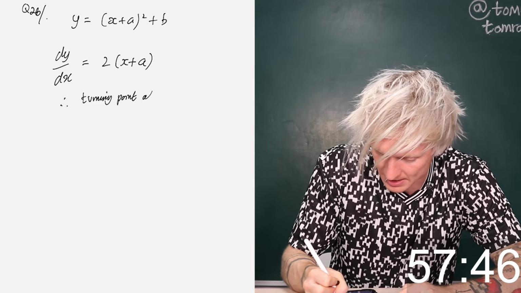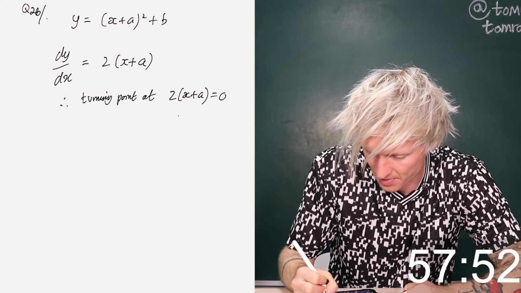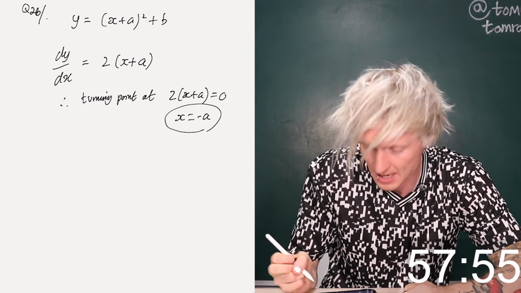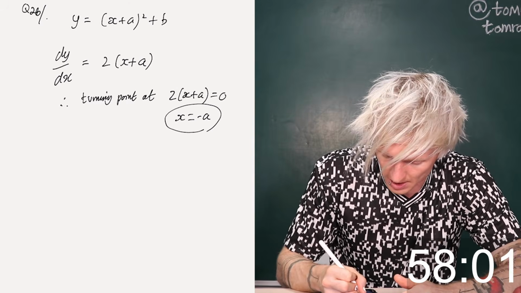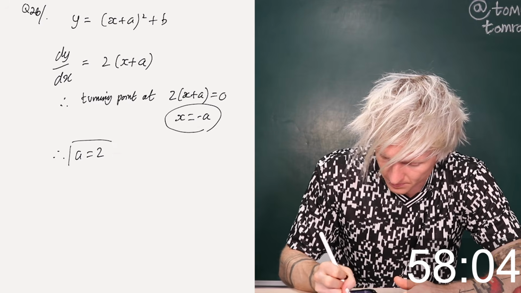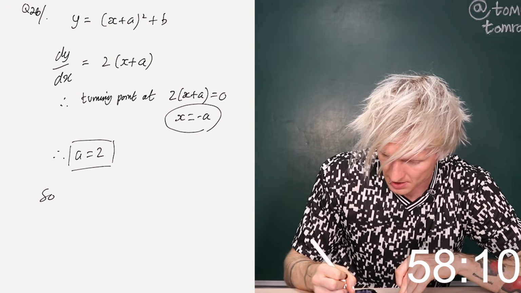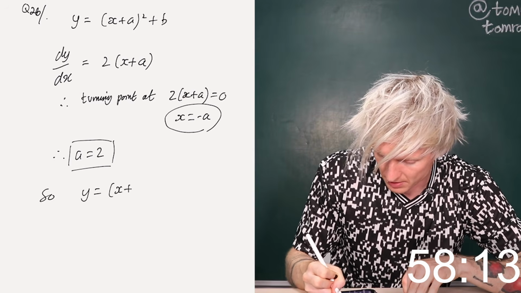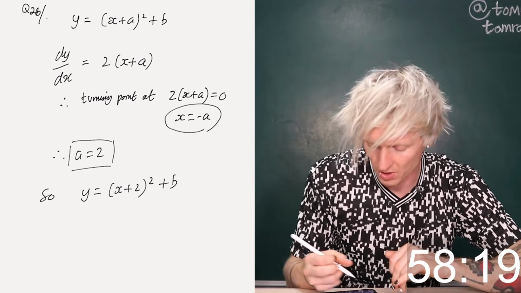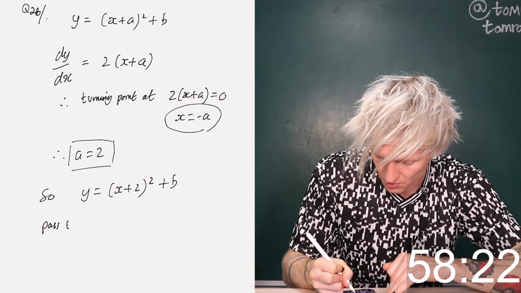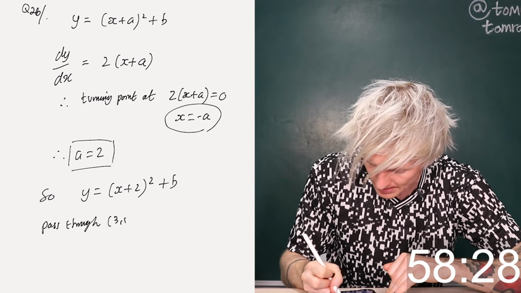occurs when 2 times x plus a is equal to 0, so when x equals minus a. Okay, so x equals minus a, and I'm told that it has x coordinate minus 2, so therefore a is equal to 2. Right, excellent. So if a is 2, I can now say y equals x plus 2 squared plus b, and this has to pass through the point 3,1. So we're going to plug those in.